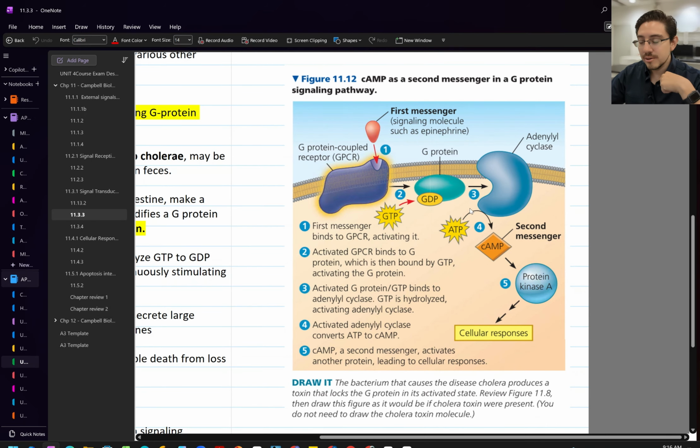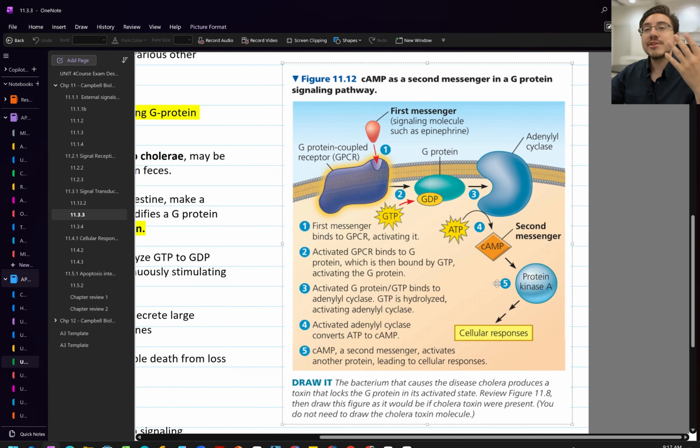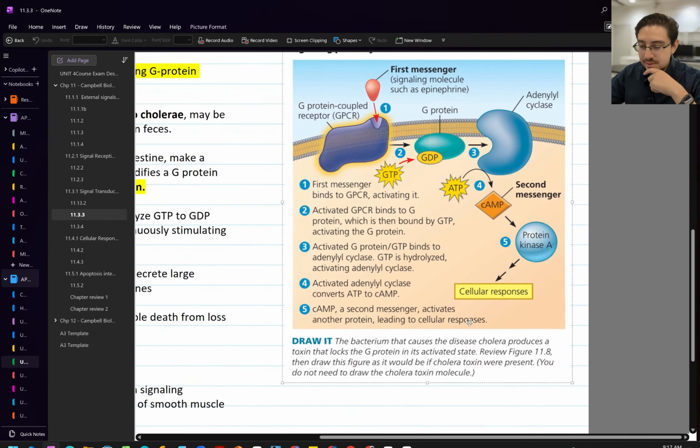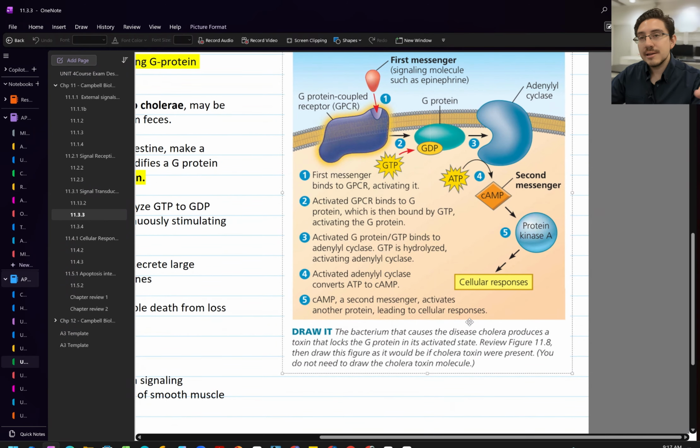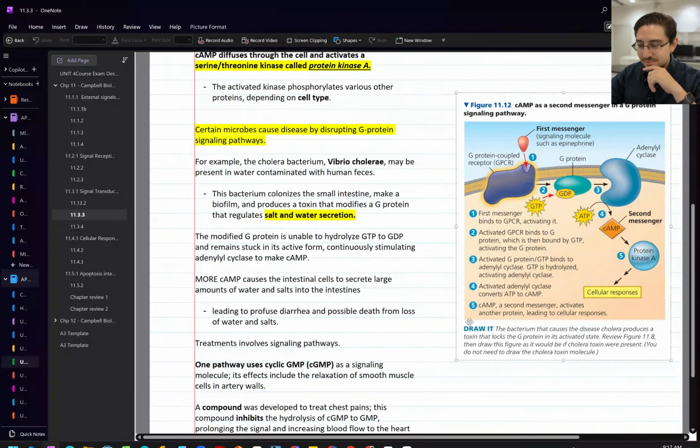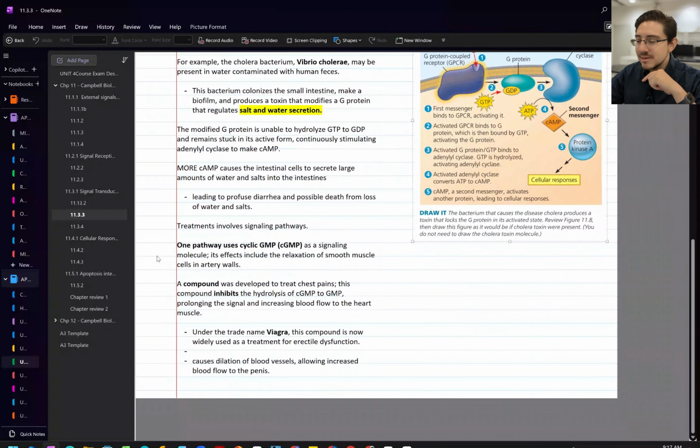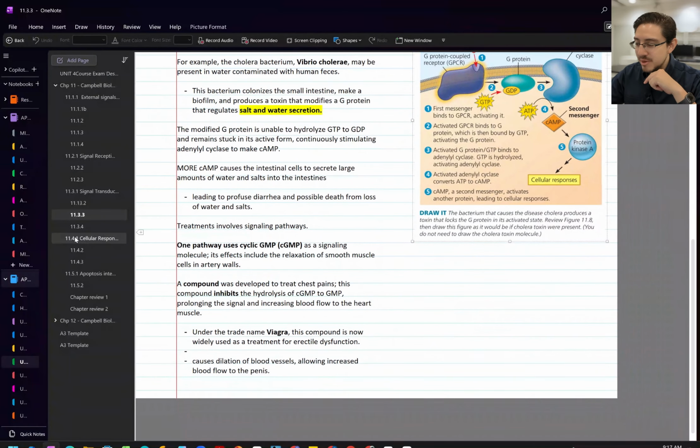Which in turn will activate cyclic AMP, which will then activate protein kinase A, ultimately eliciting a cellular response there. Okay, so cyclic AMP, very, very important.